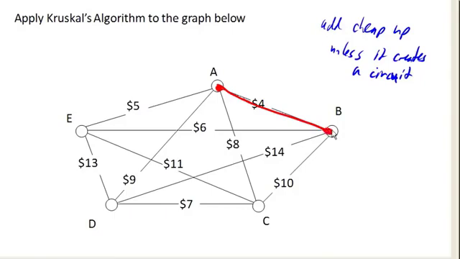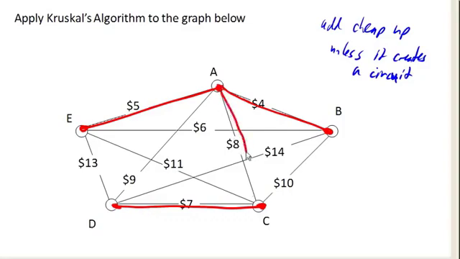Next cheapest is here. The next cheapest is here, but notice that that would be bad, because now we've got ourselves a circuit, so we're not going to add that one. So next is down here, cost of 7. Doesn't matter that we're not connected yet. And then finally, this edge here with cost 8.